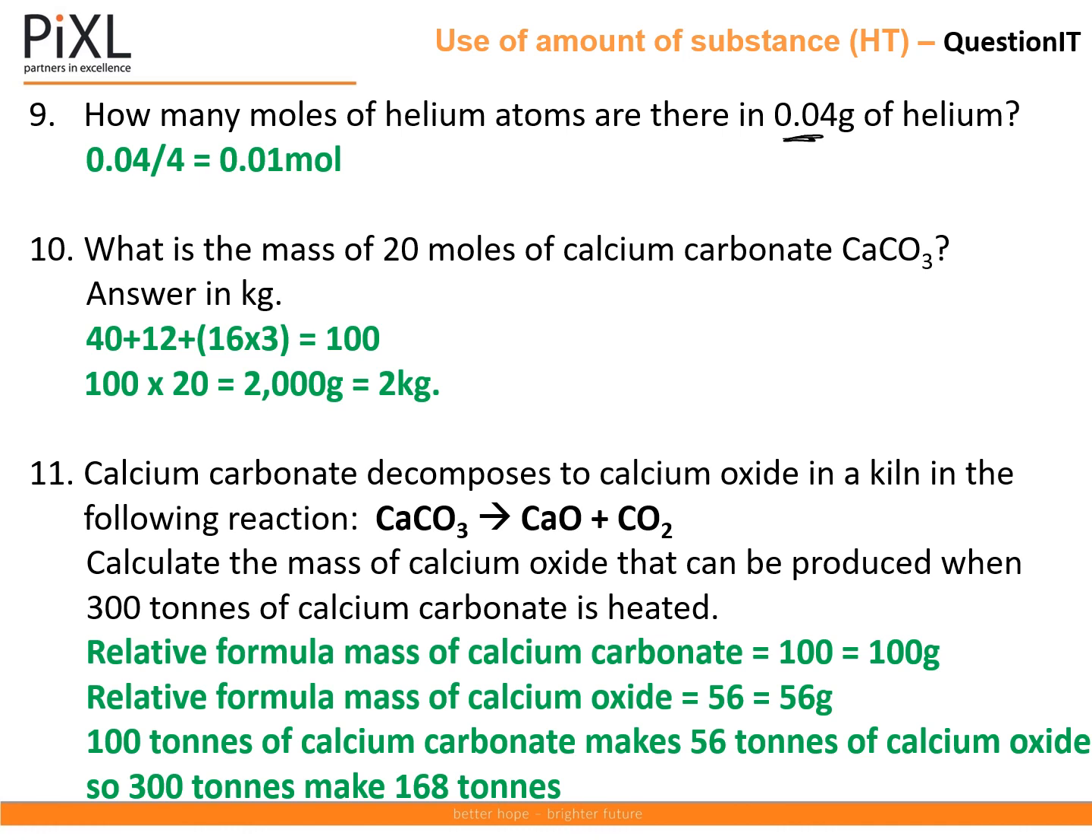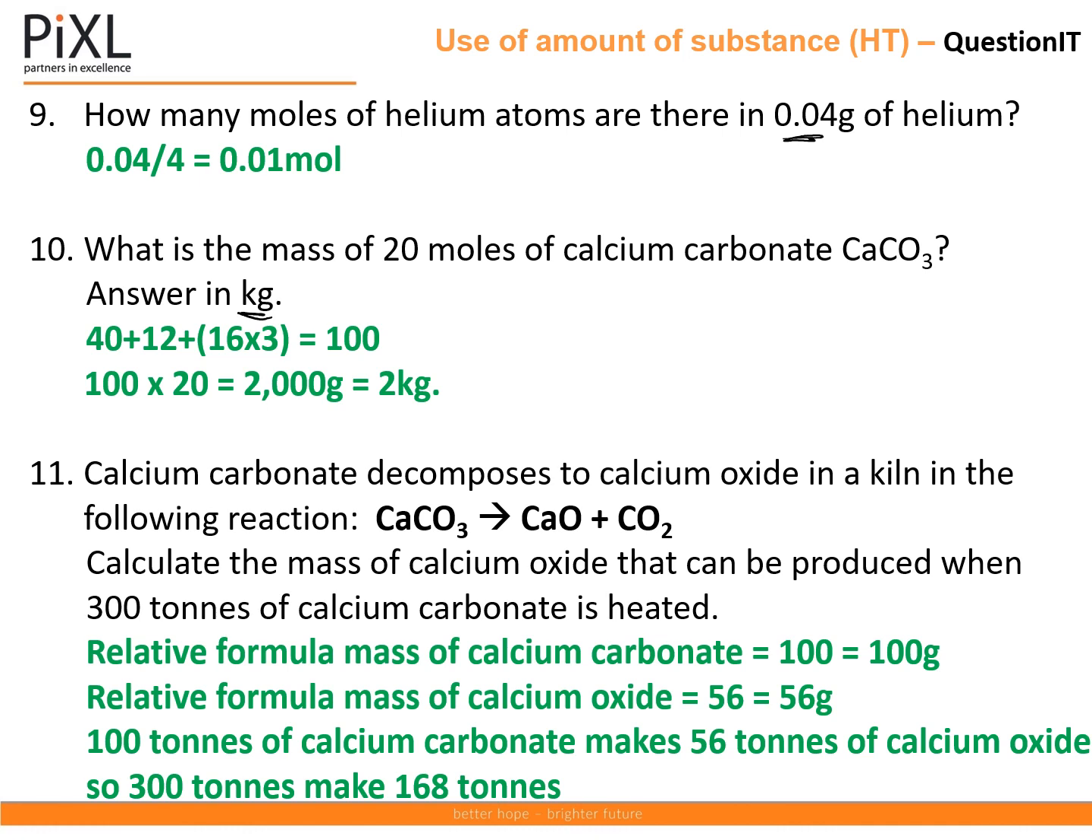What is the mass of 20 moles of calcium carbonate? Again, you look at the formula. Calcium's 40, carbon's 12, and you do 16 times 3 for oxygen, which gives you 100. You have 20 moles, so you just do 100 times 20, which gives you 2,000 grams. Be careful, the answer needs to be in kilograms, otherwise you lose a mark in the exam.